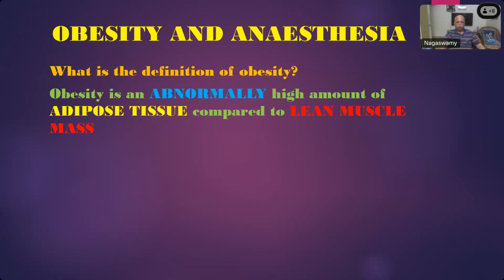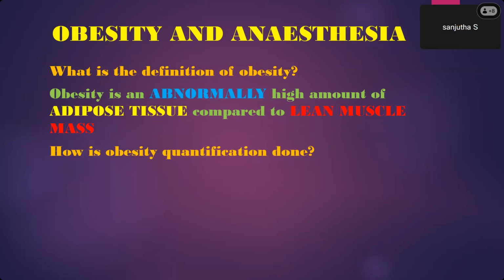Abnormally high amount of adipose tissue. Then how do you quantify the obesity? Based on body mass index. Body mass index. Very good. So what are the various grades?